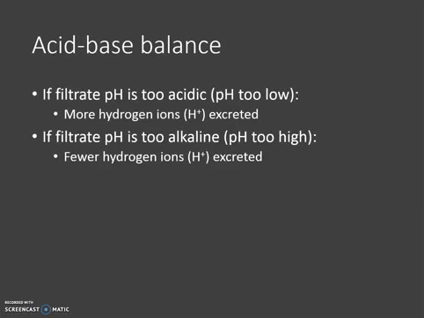Your kidneys can also help to maintain the pH of your body fluids. So if the pH of the filtrate is too acidic, meaning that the pH number is too low, more hydrogen ions can be excreted, because pH is really just a measure of the amount of hydrogen ions that are in a solution. If the filtrate is too alkaline, meaning that the pH number is too high, then less hydrogen ions can be excreted and more can be reabsorbed into the body.